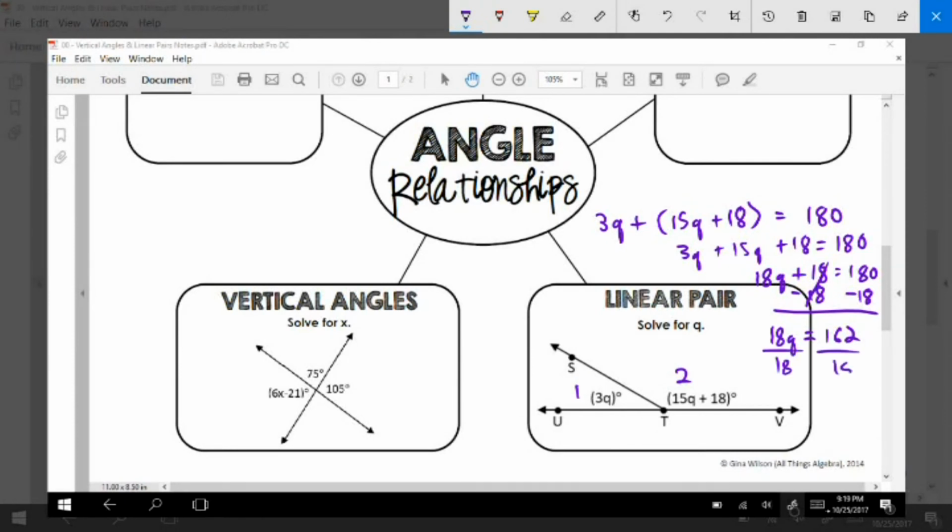And finally, we're going to divide both sides by 18. Divide by 18, divide by 18. And let me get on my calculator. 162 divided by 18. Oh, that's going to be 9. So, q equals 9. And once again, we can just leave q as the number. We don't need to write the degree sign because the degree sign is outside. So q equals 9. Circle my answer. And there we have it.